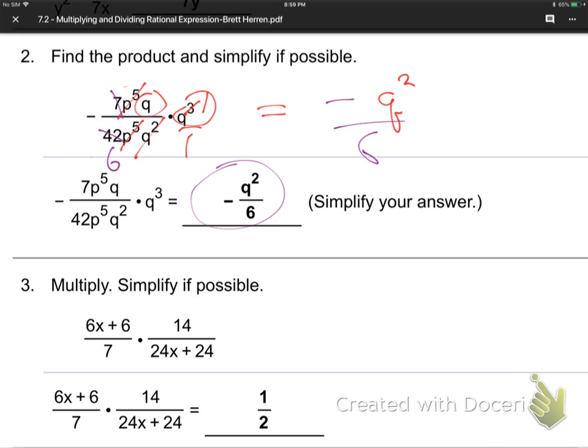I want to write that one down real quick. I think 3 is going to be our last problem. So write down 3. Already got an answer there. Let's see how they got that.